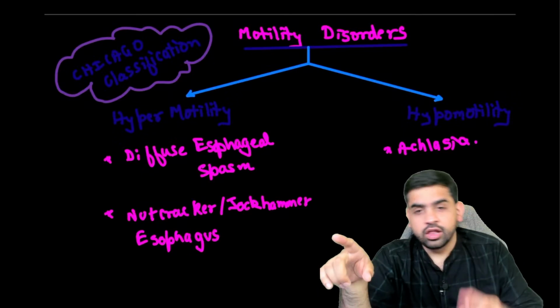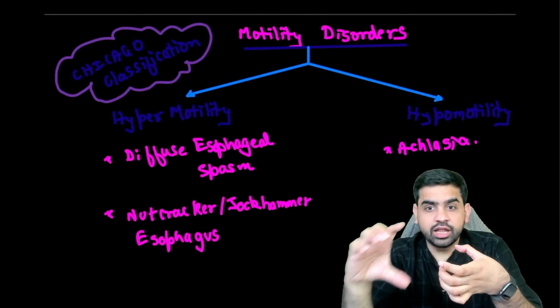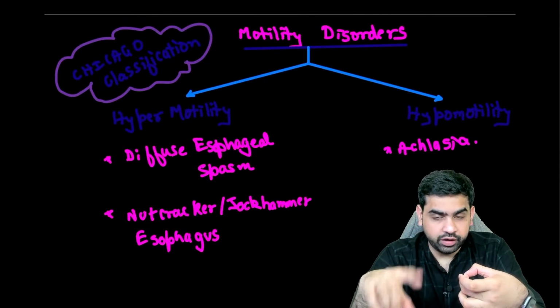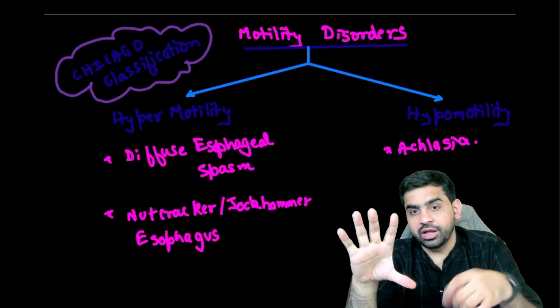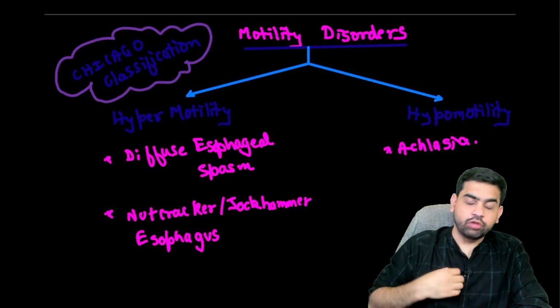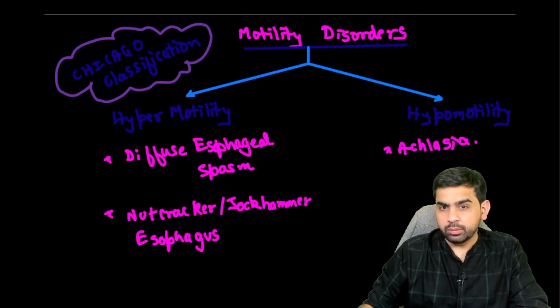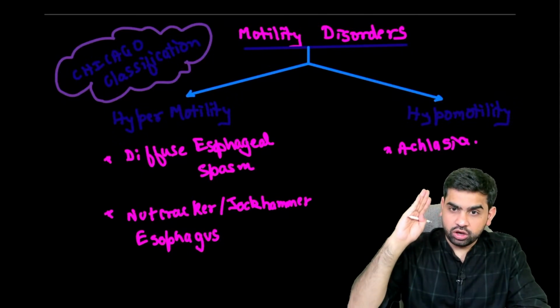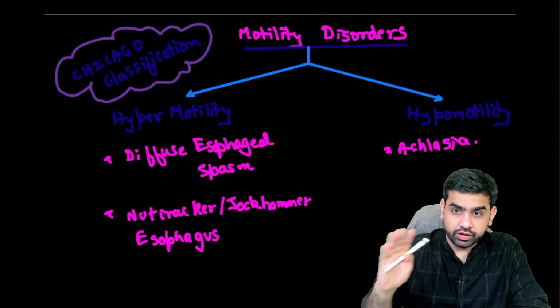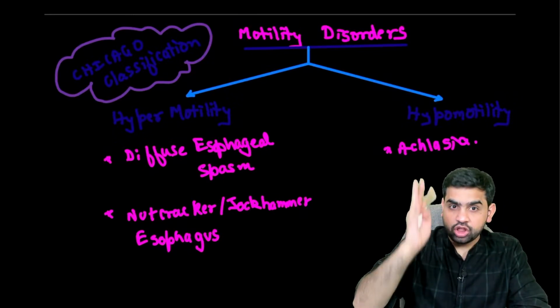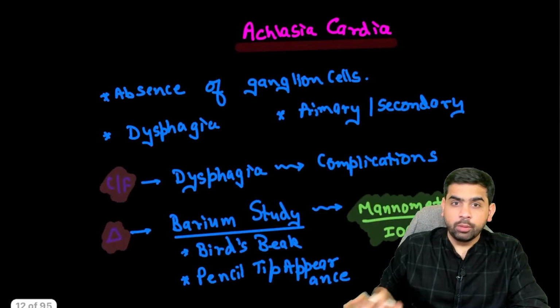So what is C? C tells you how much length of the esophagus has circumferential involvement by the Barrett's esophagus, and M means maximum length. So what is the maximum length where the Barrett's esophagus is involved? Do you understand my point? So the C and M classification is for Barrett's esophagus. The Los Angeles classification is for esophagitis, and the Chicago classification is for motility disorders.